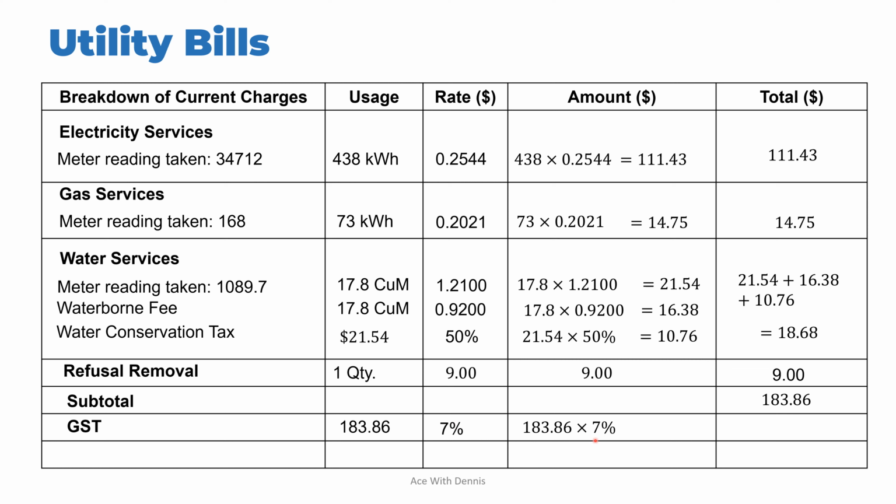Right? Now the amount will be just $183.86 times 7%, which is $12.87. Okay, so $12.87. And finally, the current charges will be $183.86 plus the GST, $12.87, which is $196.73. Okay, so this is how we calculate the utility bills.